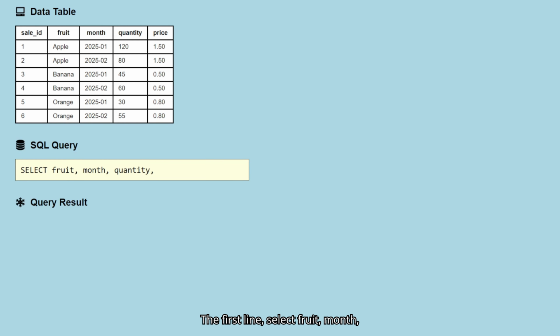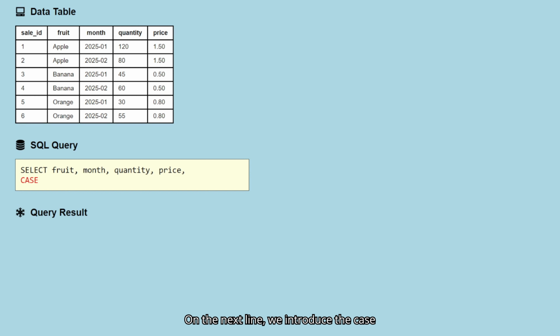The first line, SELECT fruit, month, quantity, price, tells the database to return those 4 columns exactly as they appear in each row of fruit_sales. When you write SELECT, you're choosing which pieces of information to pull out. Here, the type of fruit, the month of sale, how many items went out the door, and what each one cost. This foundation is what we'll build on before we add any extra computational magic.